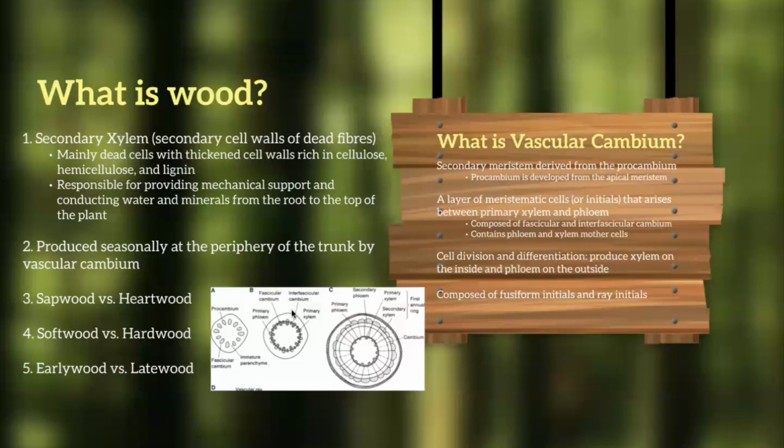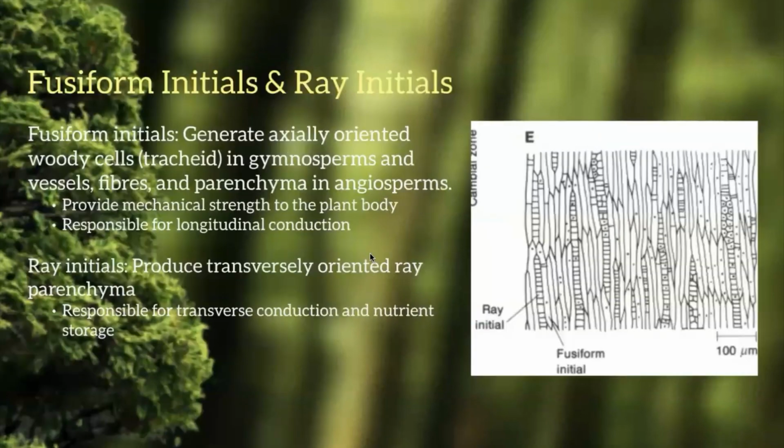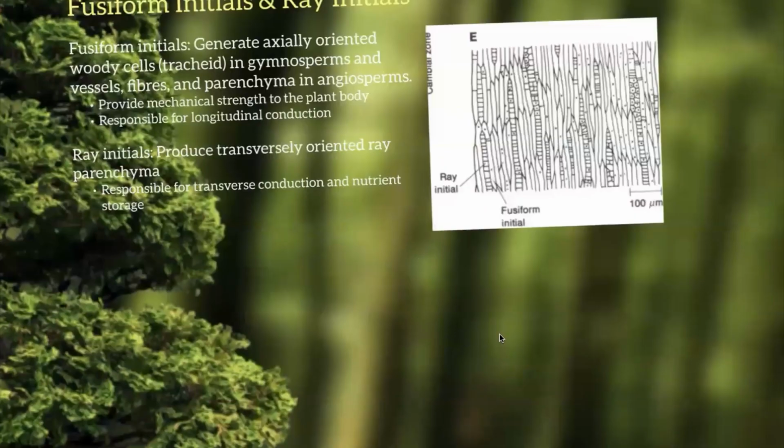The vascular cambium undergoes cell division and differentiation to produce xylem on the inside and phloem on the outside. Additionally, vascular cambium is made up of fusiform initials and ray initials, which we'll talk about on the next slide. Fusiform initials generate axially oriented woody cells to facilitate longitudinal conduction and provide mechanical strength to the plant. On the other hand, ray initials produce transversely oriented ray parenchyma, which is responsible for transverse conduction and nutrient storage.